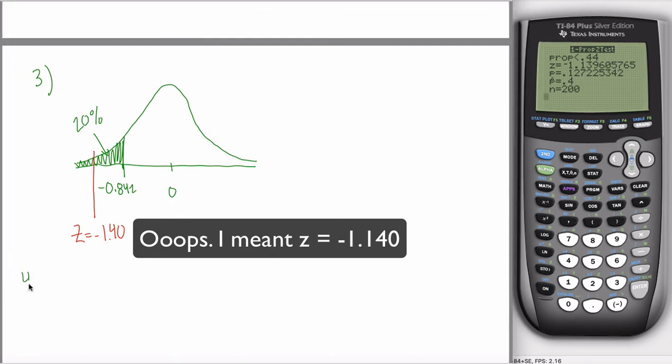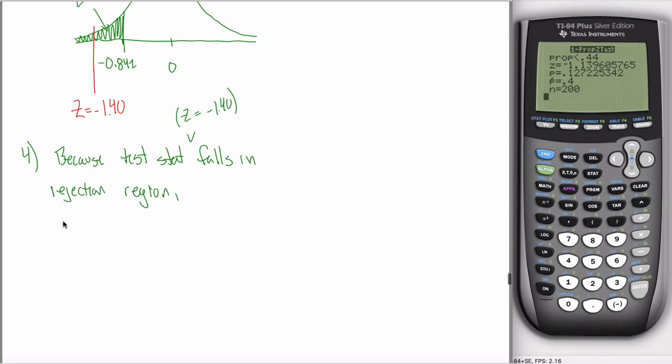Then we make our conclusion. The nice thing about the conclusion is it's really similar to what it used to be. We used to say yes or no, is your test statistic in the rejection region? It is, because my test statistic falls in the rejection region. Make sure you can see that from the picture. Oh, and I think I told you that you don't have to do this, but I typically make note of the test statistic in my conclusion. So I would have said, because my test statistic, and then maybe z equals negative 1.40, falls in the rejection region, there is sufficient evidence to reject the null hypothesis.